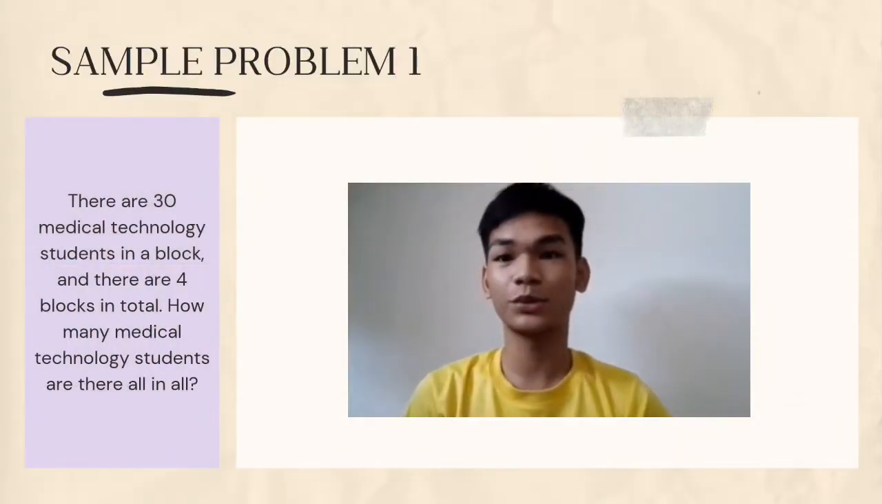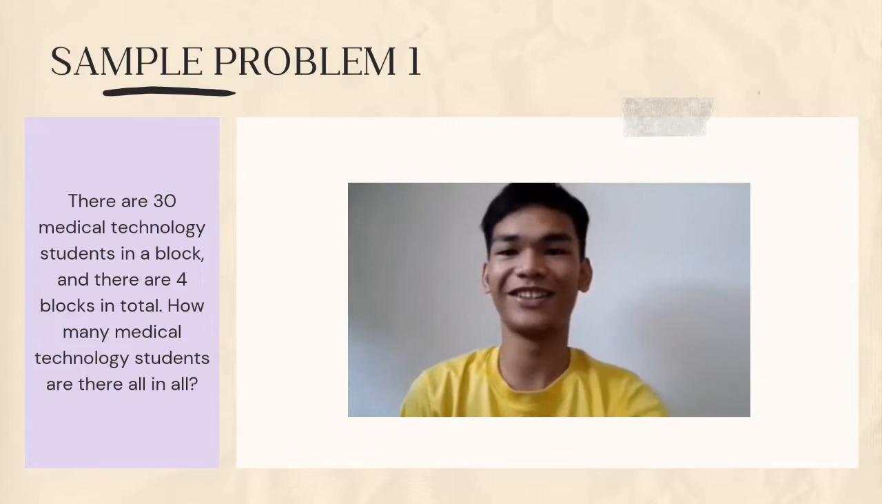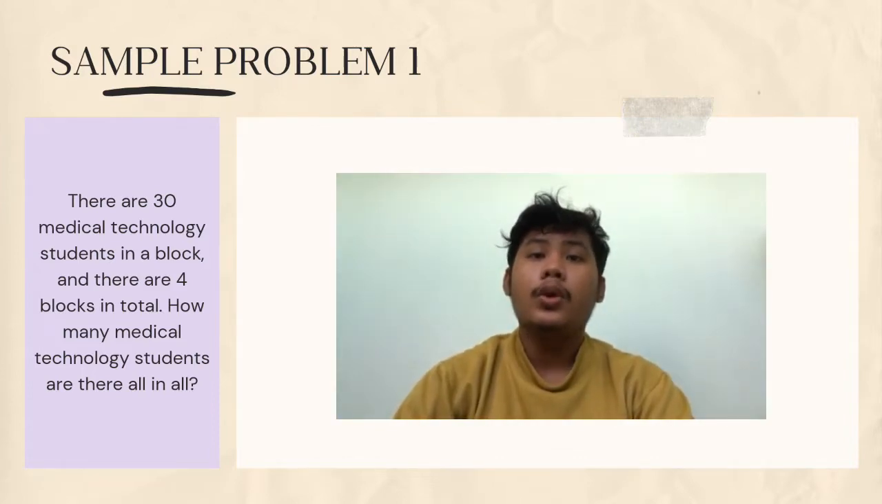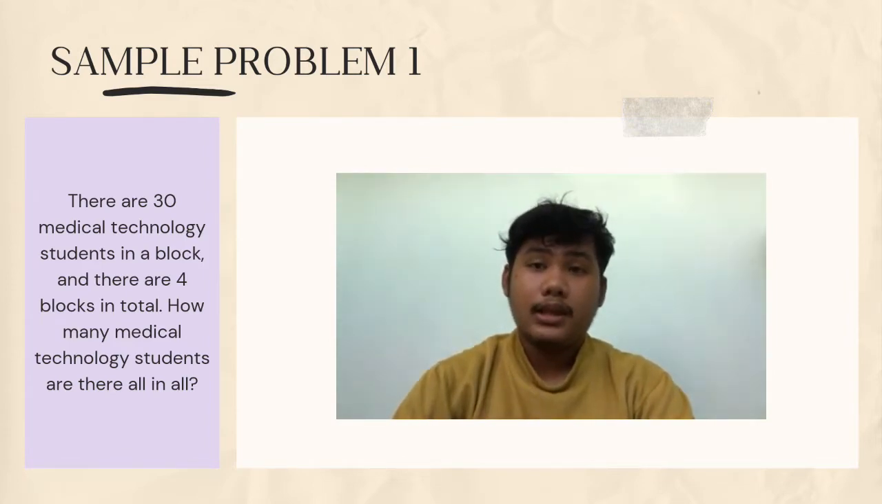There are 30 medtech students per block. For example, block A has 30, block B has 30, block C has 30, and block D has 30. So how many students are there all in all? To know how many students are there in 4 blocks, we should sum it all. So there are 30 from block A, plus 30 from block B, plus 30 from block C, and 30 from block D. So how many students all in all?